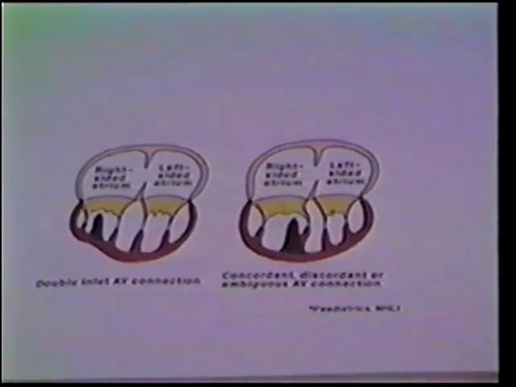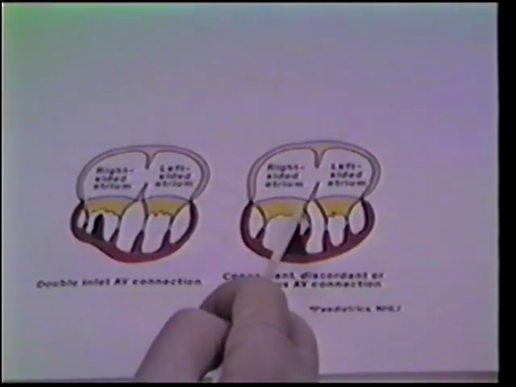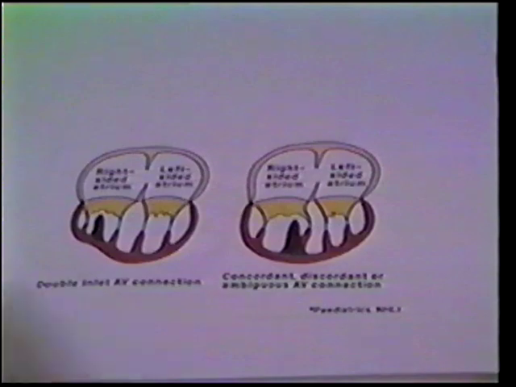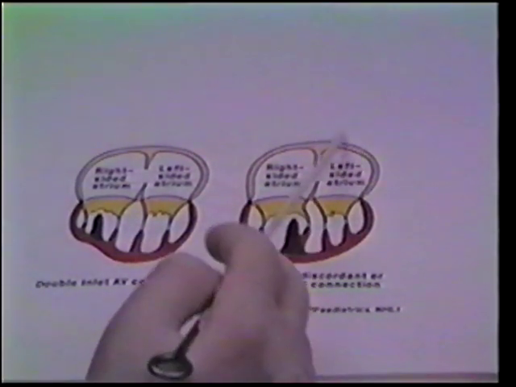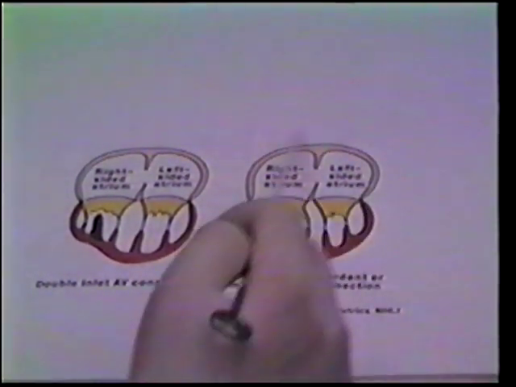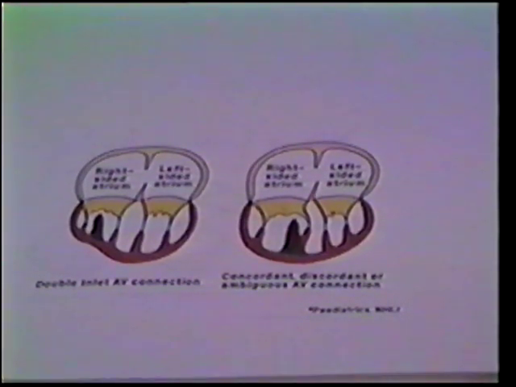Chamber, albeit that there is straddling and overriding of the right atrioventricular valve. And this situation across the atrioventricular junction can be described as a concordant or discordant or ambiguous atrioventricular connection, all belonging to the group of hearts with a biventricular atrioventricular connection.